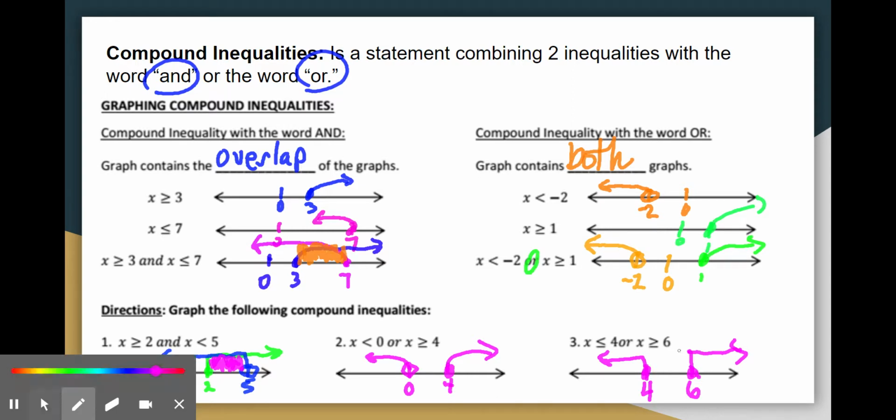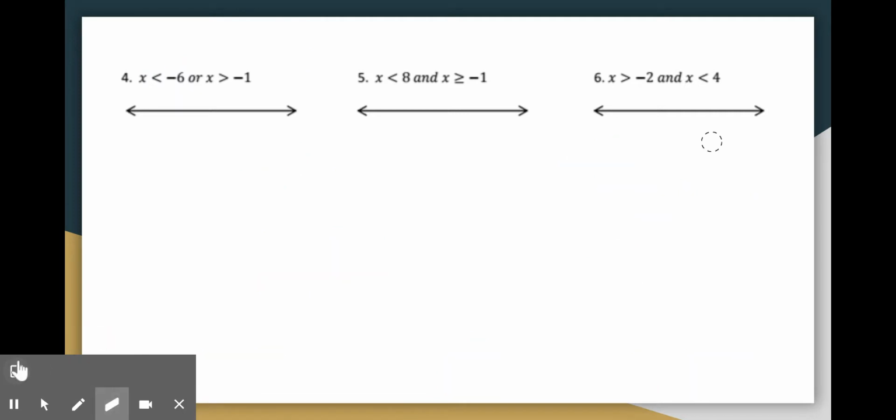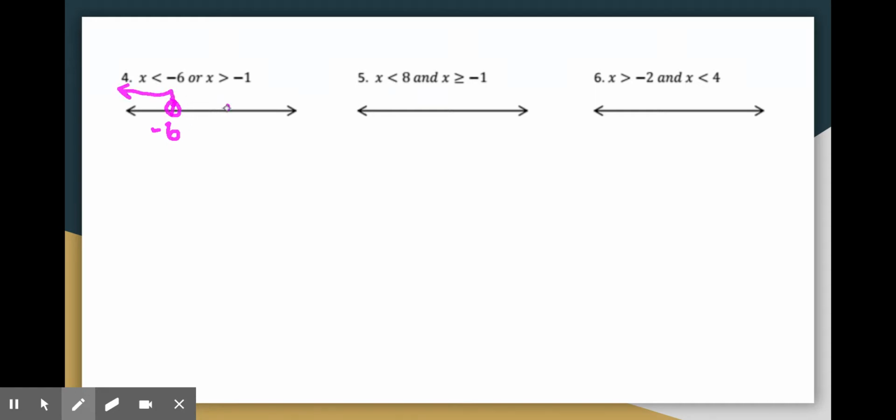Okay? All right, so let's see what else we have in store. Let's try to make some more graphs here real quick. If we have x is less than negative 6, here's negative 6. We put an open circle to the left. Greater than negative 1, we put an open circle and draw to the right. X is greater than. There's your solution. All of these numbers are solutions.